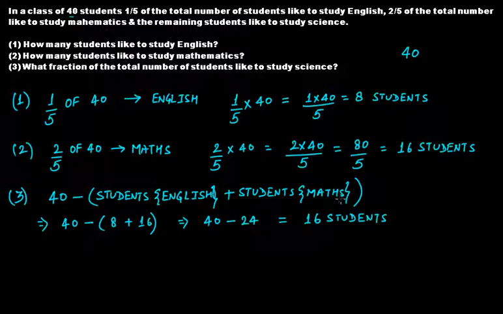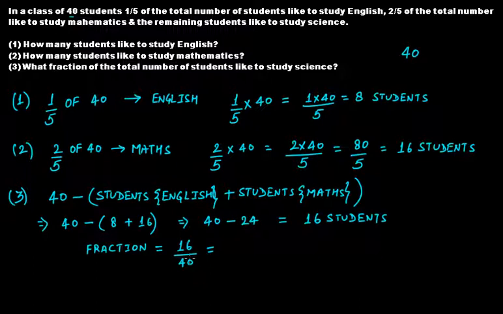Now if we have to find a fraction, what fraction of the total students like science? That will be 16 students like science, so 16 divided by 40, because 40 is the total number of students and 16 is the number of students that like science. Therefore, the fraction will be students that like science divided by the total number of students. And if you want to simplify it, you can simplify it to its lowest term. So what will be the lowest form of this 16 divided by 40?